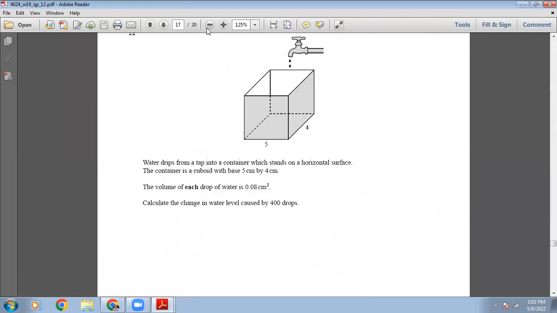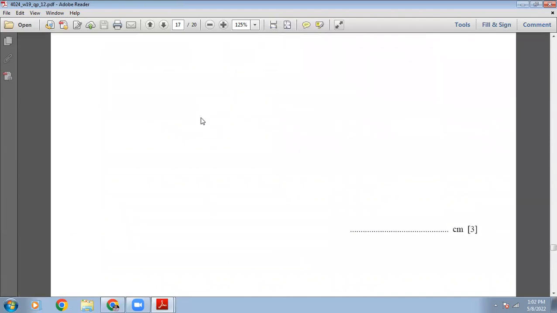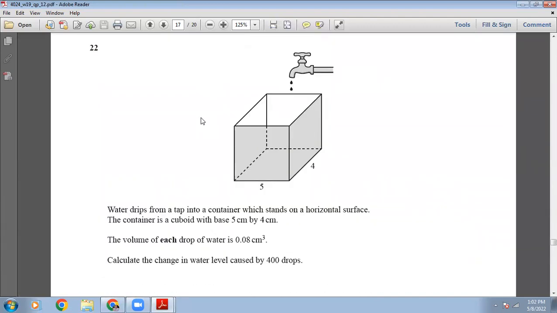So hope you understand. If you have the hard copy of this paper in front of you, then it's very easy. This question is of 3 marks. This is question number 22. He says, water drips from a tap into a container which stands on a horizontal surface. The container is a cuboid with the base 5 centimeter by 4 centimeter. The volume of each drop of water is 0.08 centimeter cube. Calculate the change in the water level caused by the 400 drops.